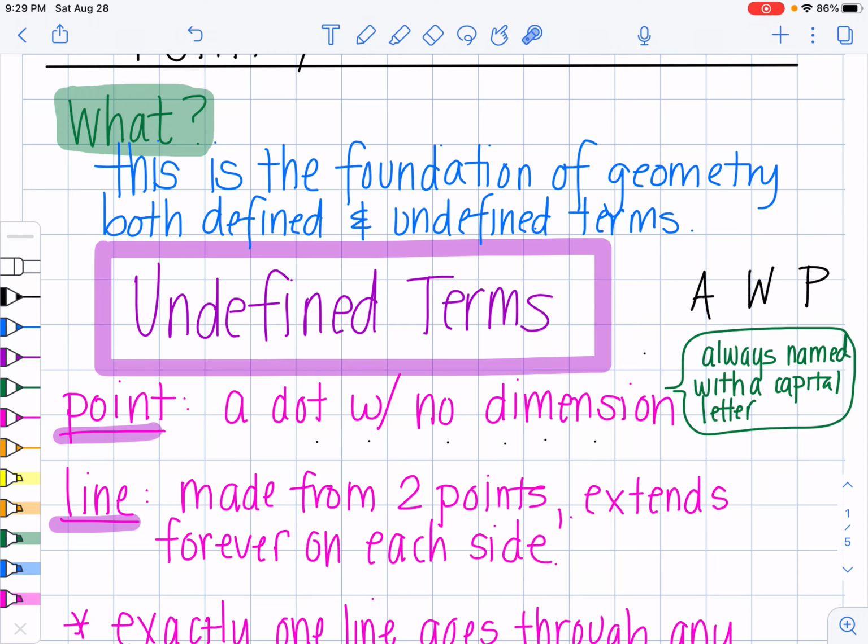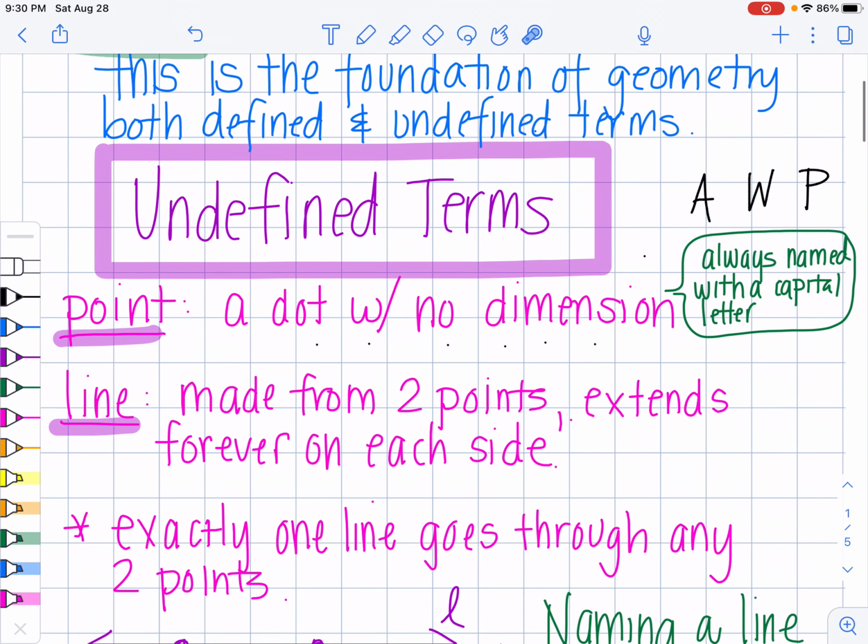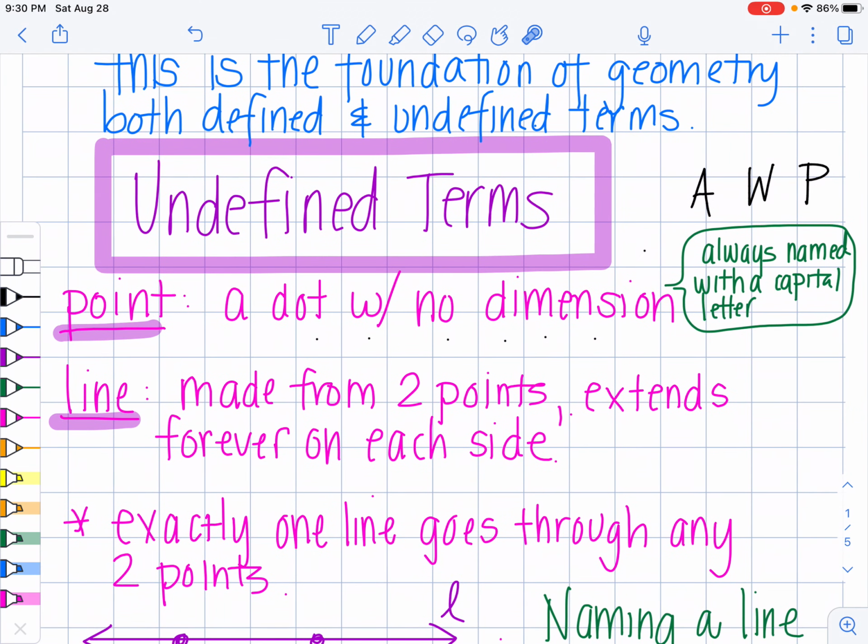Okay, the next one is a line. A line is made from 2 points, and it extends forever on each side. It only takes 2 points to make a line, and exactly one line can go through any 2 points. It's unique. So if I draw 2 points here, I can only have one line that goes through both of those points. If I draw another line, it's going to have to go through 2 different points. One of the points might be the same, but they have to be 2 distinct points.